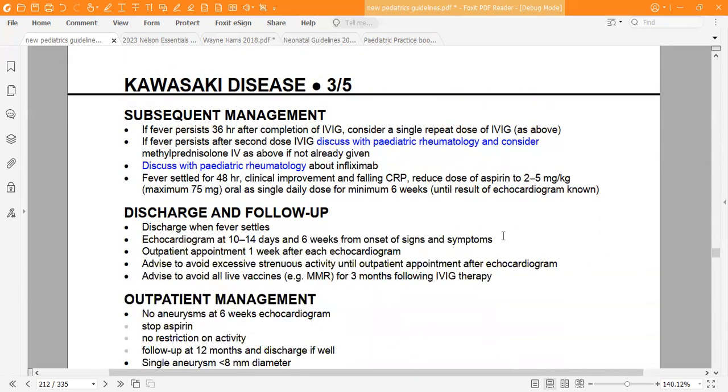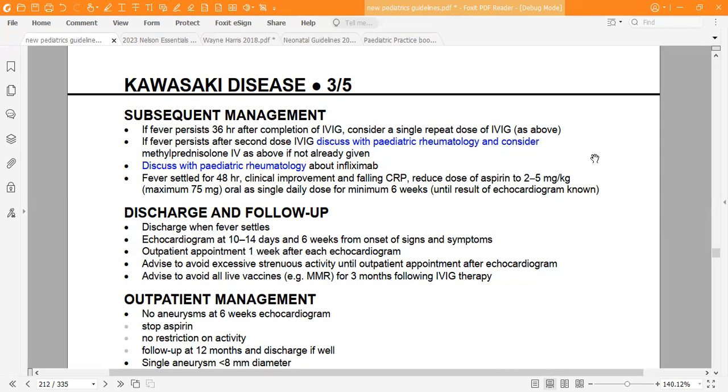Okay, what's the subsequent management? If fever persists 36 hours after completion of IVIG, consider a single repeat dose of IVIG. If fever persists after a second dose of IVIG, discuss with pediatric rheumatology and consider methylprednisolone IV as above if not already given. Discuss with pediatric rheumatology about infliximab.